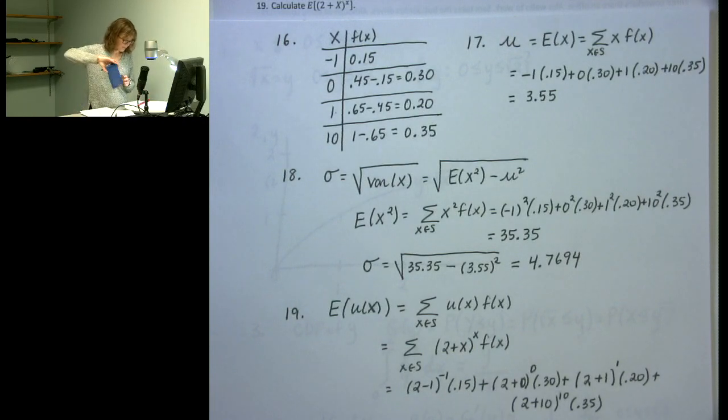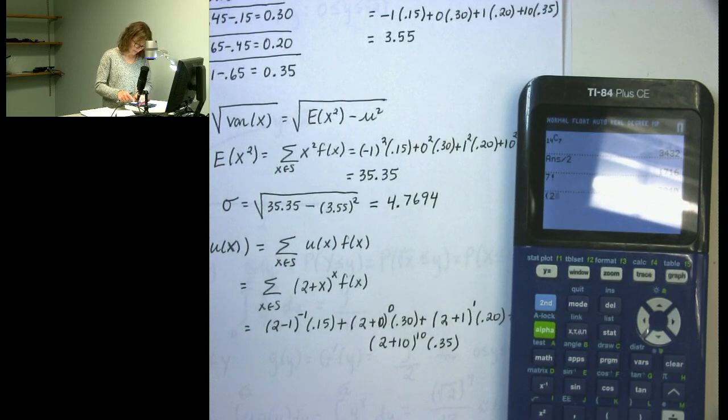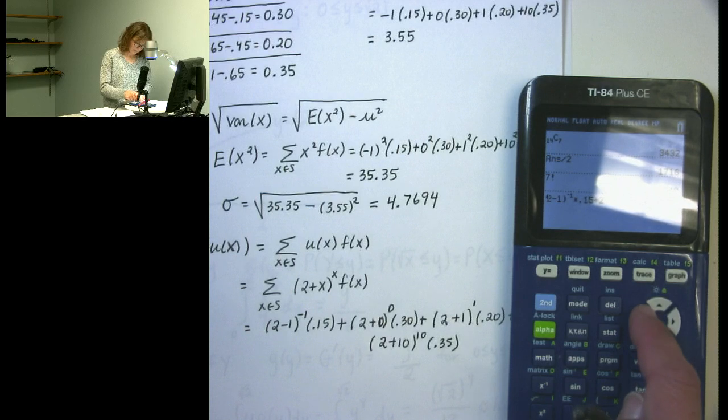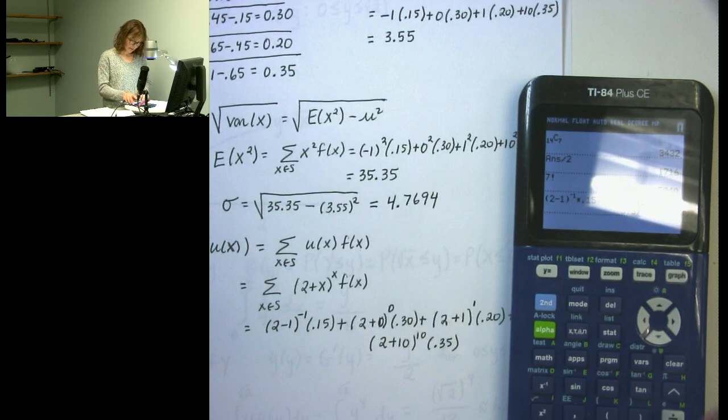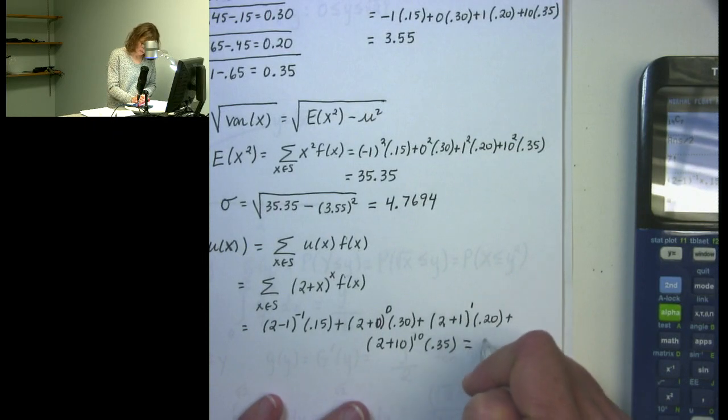Alright, so let me put this all in the calculator. So I have 2 minus 1 to the minus 1 power times 0.15 plus 2 to the 0 power times 0.30 plus 2 plus 1 to the 1 power times 0.2 plus 2 plus 10 to the 10th power times 0.35. Okay. So that gives me 5987.02 if I round to 2 decimal places.